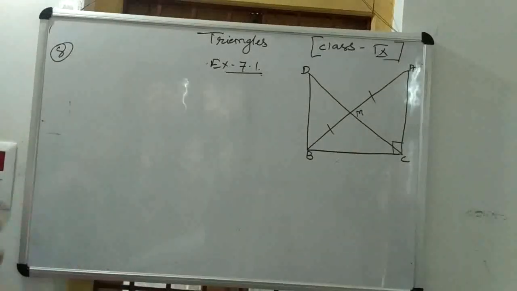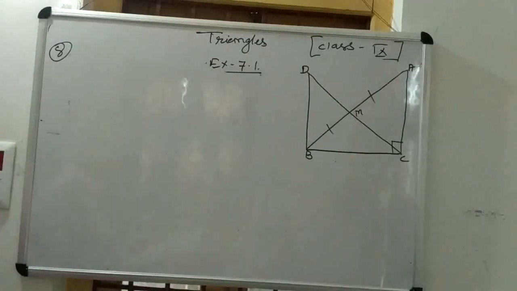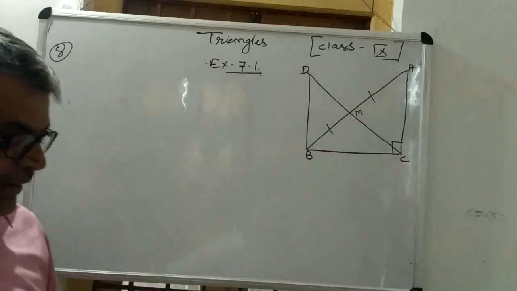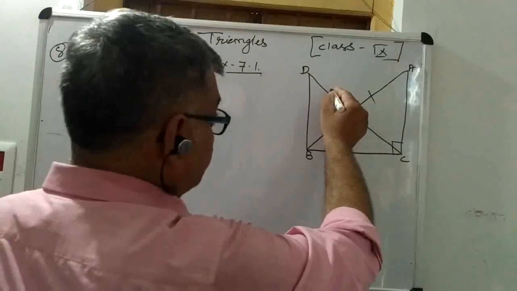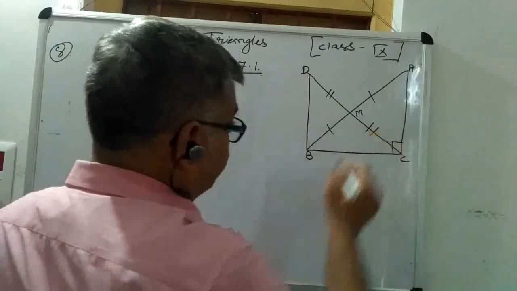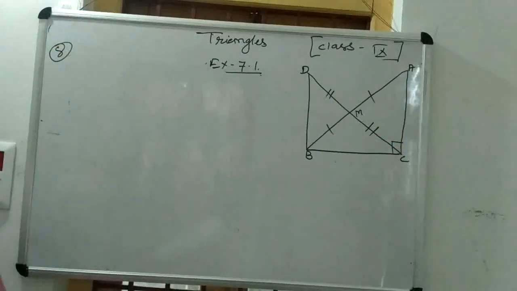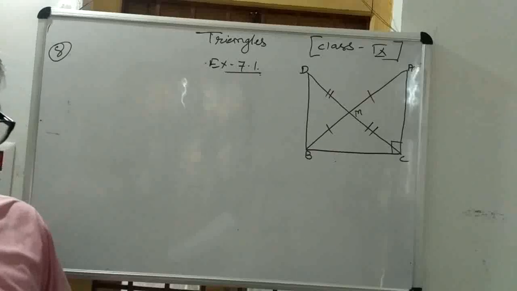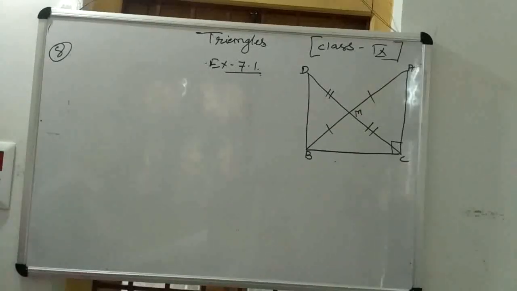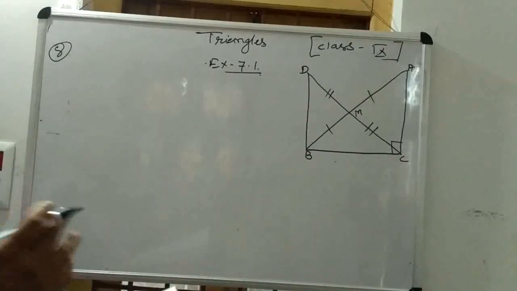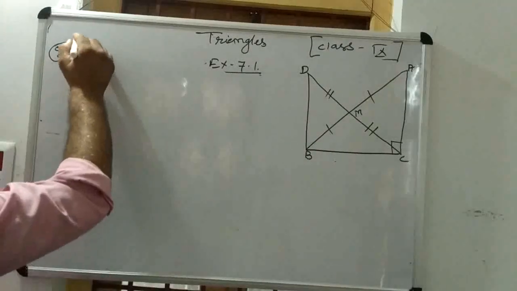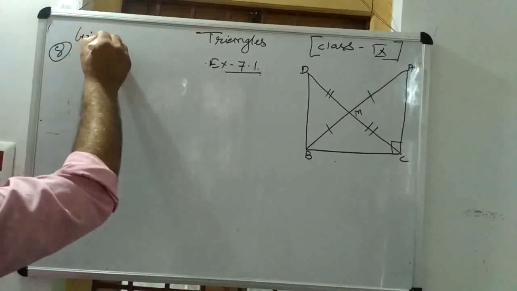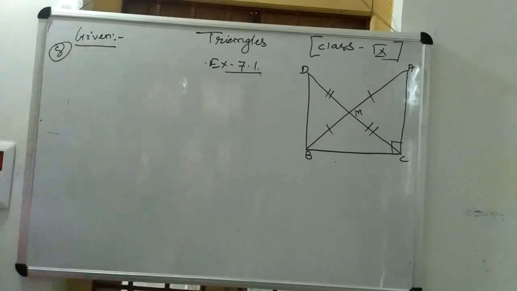C is joined to M and produced to a point D such that DM equals CM. DM is also given equal to CM. Point D is joined to B, which is shown in the figure. Now we need to show. So first you write the given.